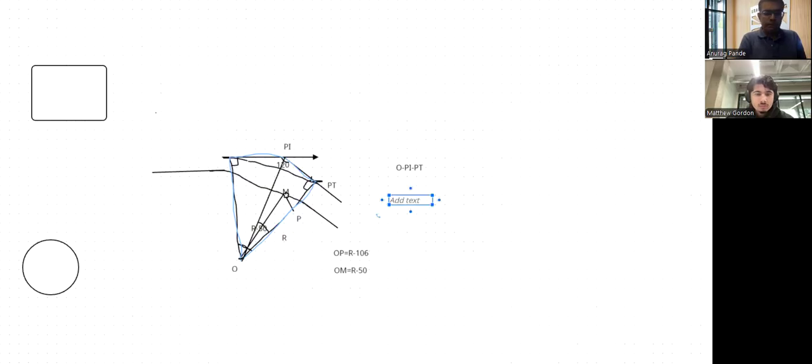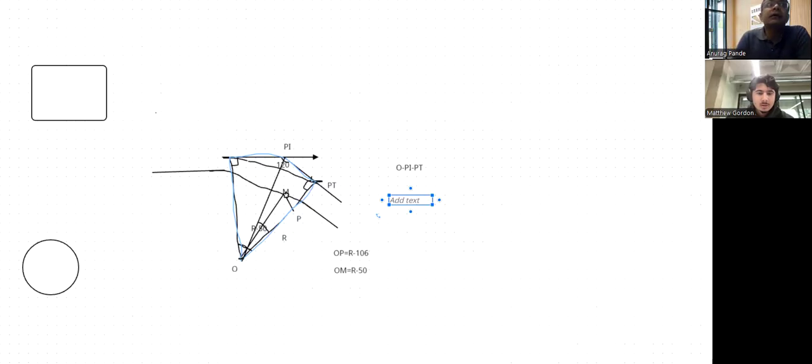And we don't know the distance, obviously, but we know it in terms of R, right? What it would be is R minus... no, O to PT? O to PT. So R plus the 106, right?